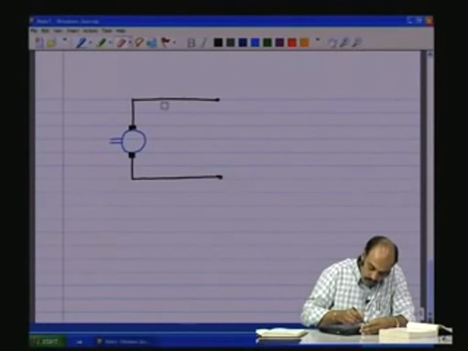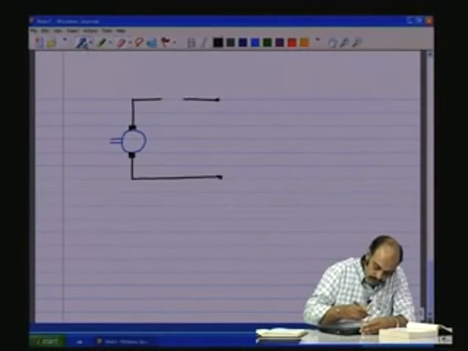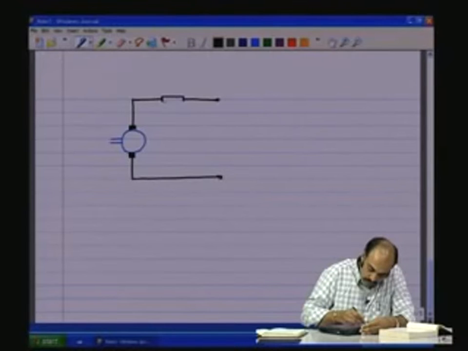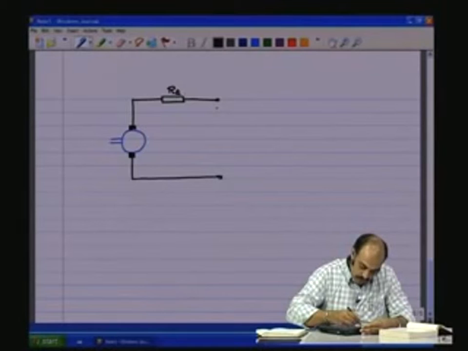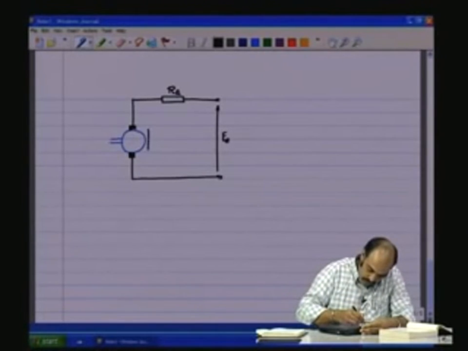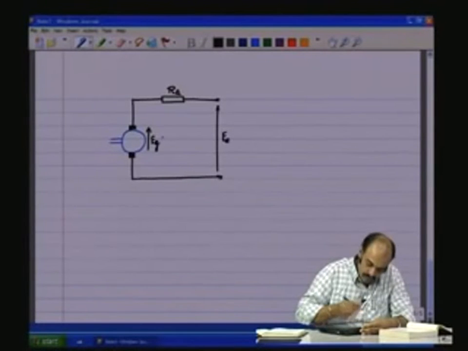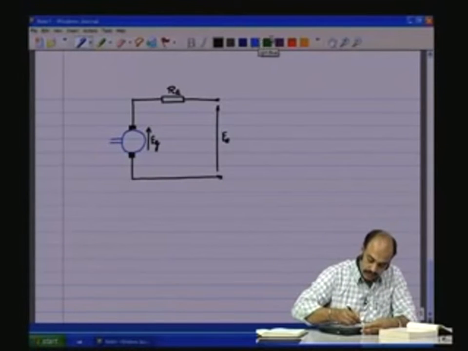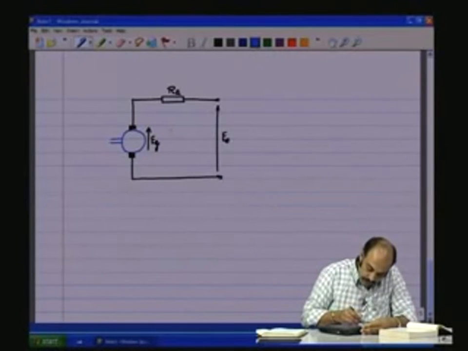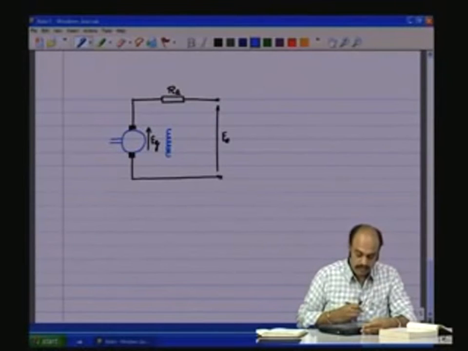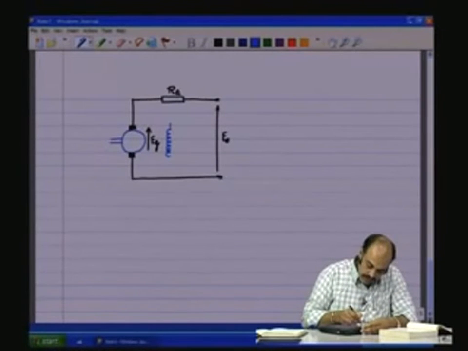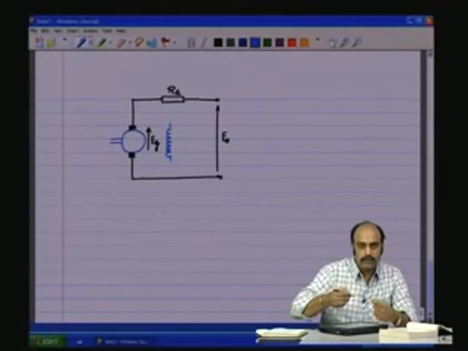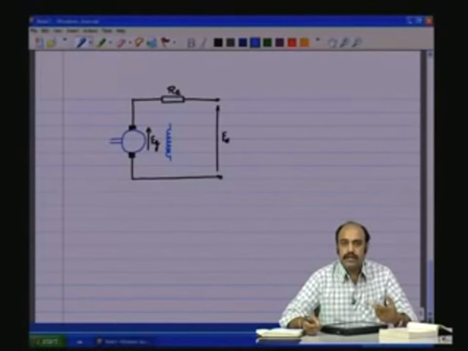Now, in between we need to add this non-ideality, and that is R A, the steady state non-ideality R A. So, what you get here is E naught, and what you have here is E G. And there is one more thing, there is a field coil. Now, this field coil is the coil that is wound on the field poles to generate the flux phi.